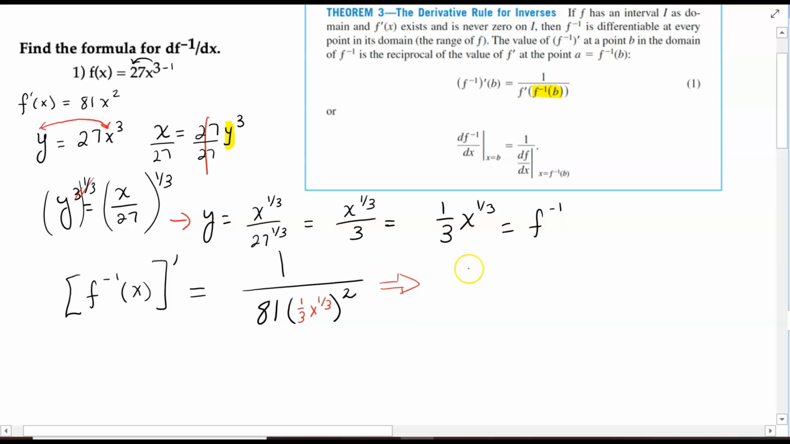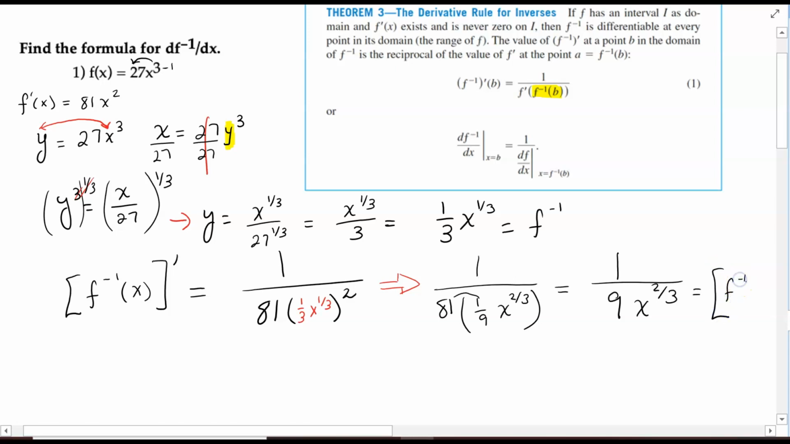All right. We end up with 1 on the top in the numerator. In the bottom, in the denominator, we have 81. And then the 1/3 squared becomes 1/9. And then x gets raised now to the 2/3 because you multiply when you raise a power to a power. So now we are free to multiply this 81, distribute it in. 81 times 1 divided by 9 is 9. So we have 1 over 9 x to the 2/3 power. And this right here is our derivative of the inverse.